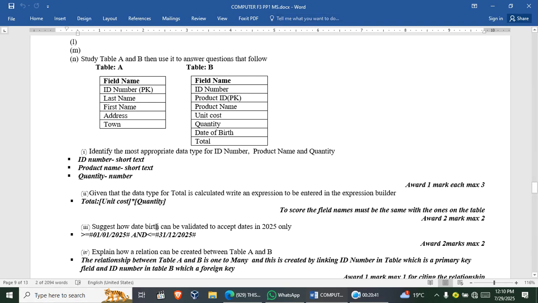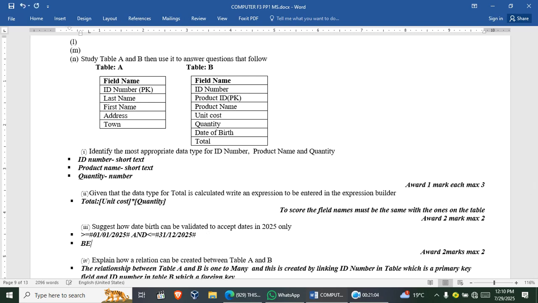Suggest how date of birth can be validated to accept dates in 2025 only. So here you can have the answer given there, that is greater or equal to 01/01/2025 and less than or equal to 31st. That one will ensure it. But somebody else may just come here and write between, now the dates and the other date.